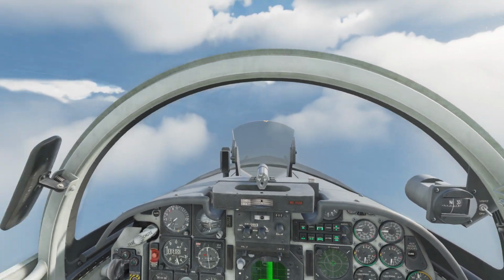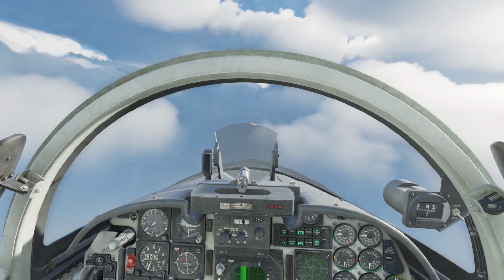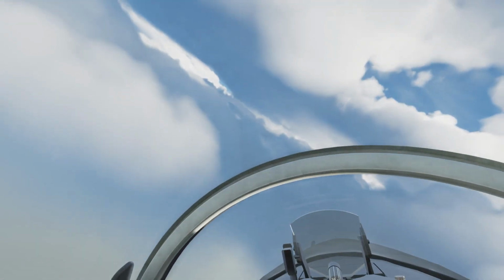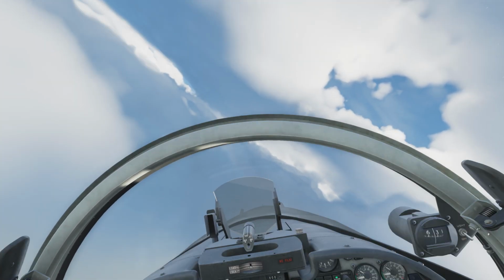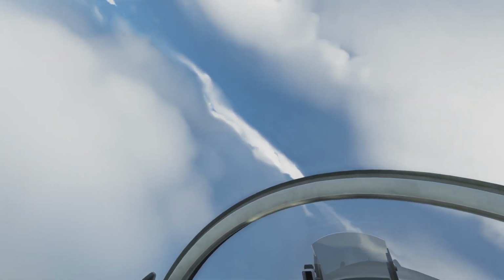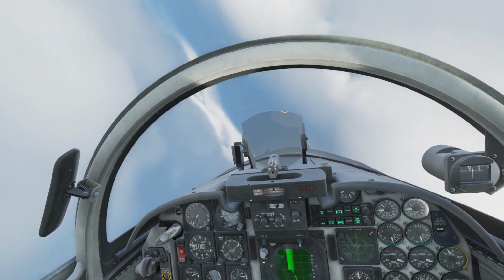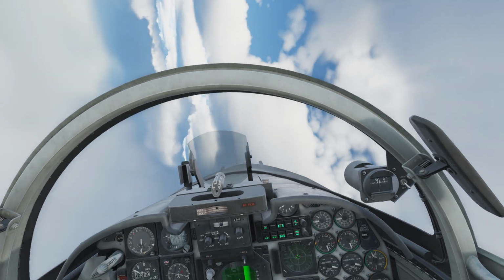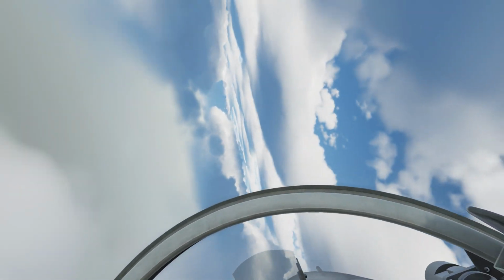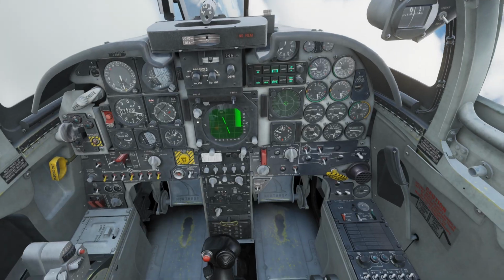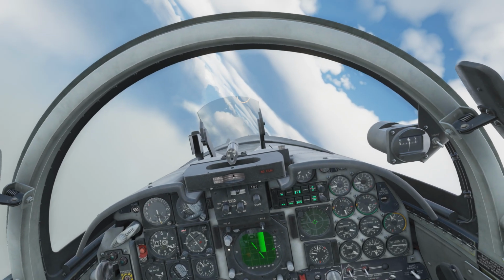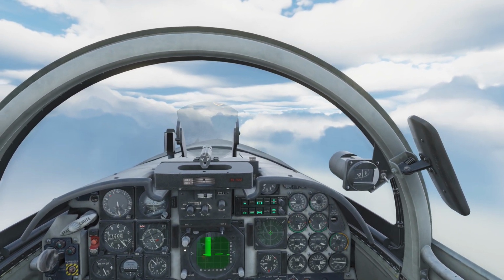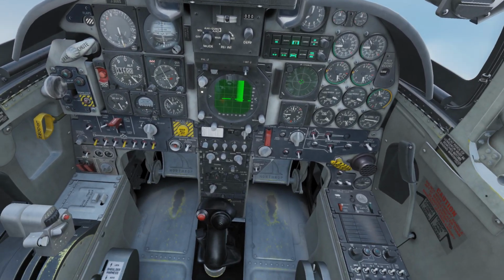Stabilized. It's a cloudy day here in Batumi. My airspeed. Alright. Stay in this little pocket of visibility here so I have some visual reference. Okay. First thing I'm going to do is look down at my Tacan radio. Pause real quick so that we can take a look at that.